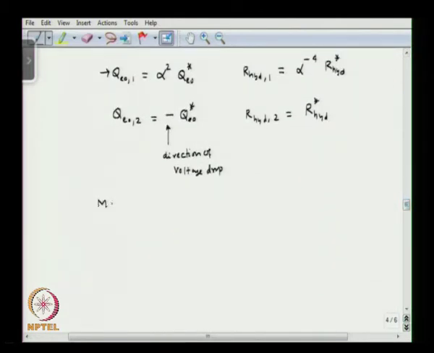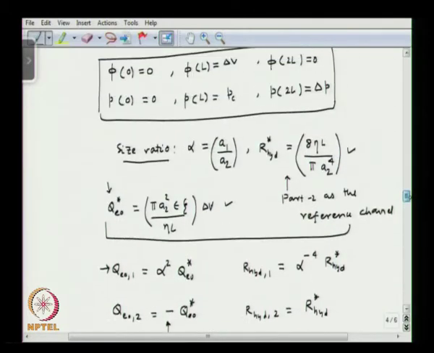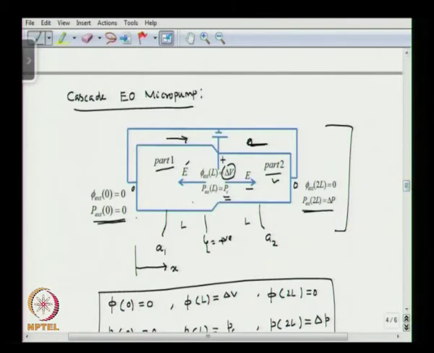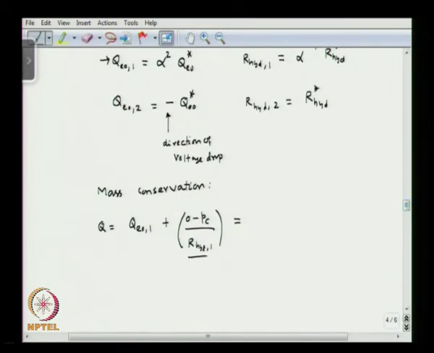If you say mass conservation, then you can write Q is Q_EO1 plus (0 minus PC) divided by R hydraulic 1. Okay. So, the flow rate is going to be the flow rate due to electroosmotic flow plus that due to the pressure. Since the pressure is 0 here and PC there, we can accordingly find out what is the flow because of the pressure, and this is due to the electroosmotic flow.